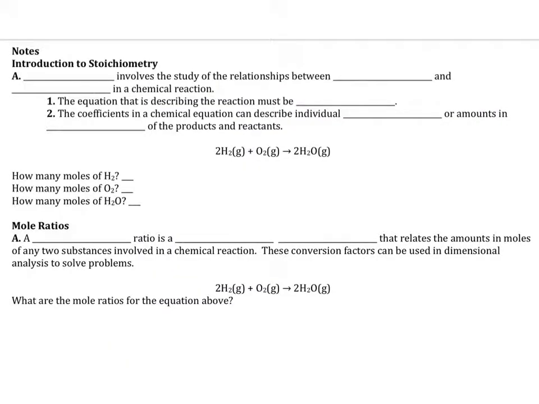The concept in this unit is called stoichiometry. And so we're going to learn what stoichiometry is today. And stoichiometry involves the study of the relationship between reactants and products in a chemical reaction. And the equation that is describing the reaction must be balanced. Okay, so it's very important, must be balanced.